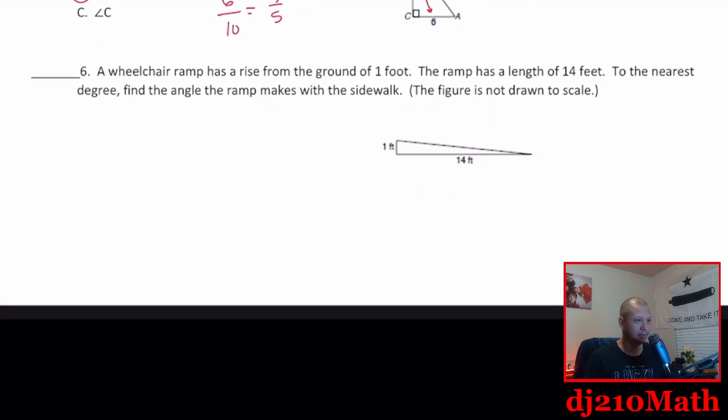All right, number 6. A wheelchair ramp has a rise from the ground of 1 foot. The ramp has a length of 14 feet. To the nearest degree, find the angle. So this is the first time we've done this, but look, find the angle right away. Anytime you're looking for an angle, there's only one tool that we have.